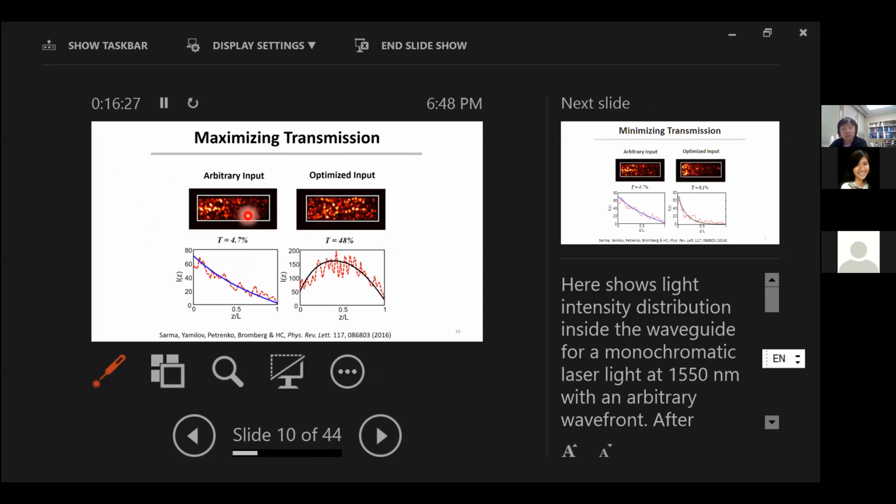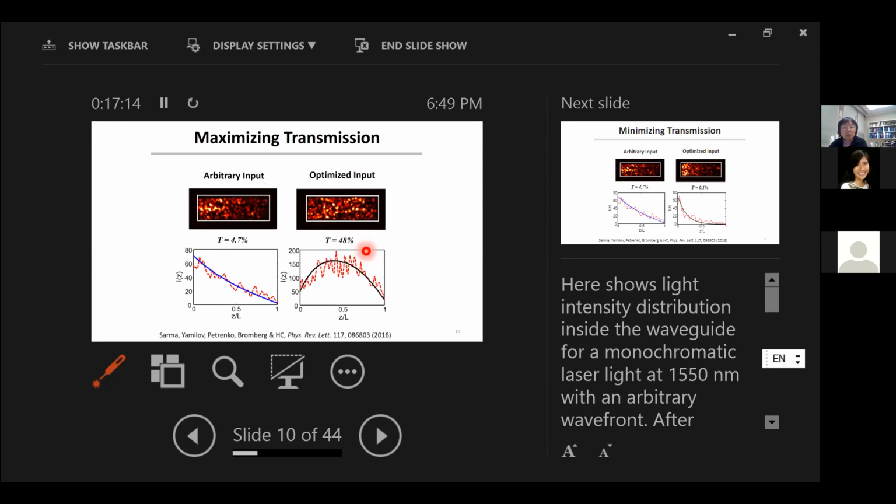Then we see what happens. In this case, if we maximize the transmission, the distribution of light intensity inside the disordered system is completely changed. It's no longer decaying, but is actually peaked near the center of this waveguide. And the transmission now goes to 48%, so that's 10 times more. That means by just adjusting the input wavefront, we can not only enhance the total transmission, we can also completely change the light intensity distribution inside the system. And this corresponds to coupling to the open channels, because open channels have a spatial profile that is peaked near the center of the waveguide.